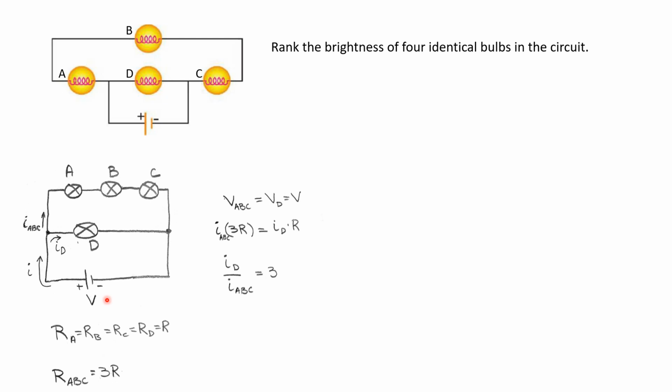And from Ohm's law, we know that voltage equals current times resistance. So here the resistance is 3R and current is I sub ABC. Here the resistance is just R and current is I sub D. If we cancel R's from both sides, we find that I sub D over I sub ABC should be 3. So 3 times more current goes through here than here.